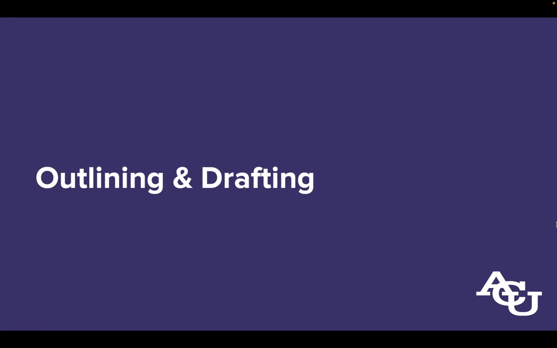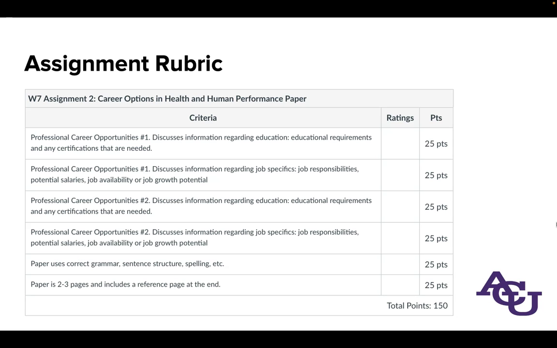Now, in terms of outlining and drafting, let's go back to the requirements here. So this suggests that we're going to have a paper with probably five headings. One for professional career opportunities, one discussing the educational requirements and certificates, another for that same job about the job specifics, and then this same pair of things for the second opportunity or job. And then a conclusion at the end.